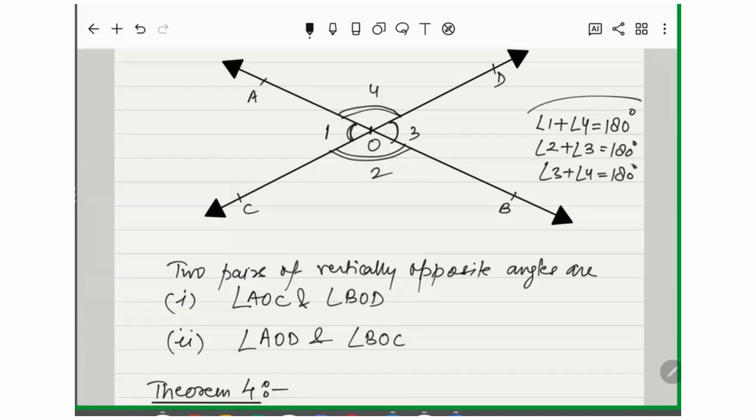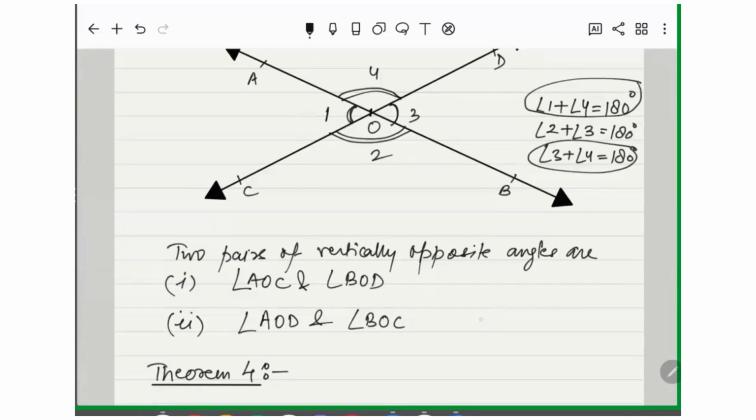So look at it. Angle 1 plus angle 4 and angle 3 plus angle 4, they are equal to 180, right? So can we equate them? So angle 1 plus angle 4 is equal to angle 3 plus angle 4, right? Because both are 180 degrees. So we can cancel 1 and 4, and that's how you are getting angle 1 is equal to angle 3. Is that clear?